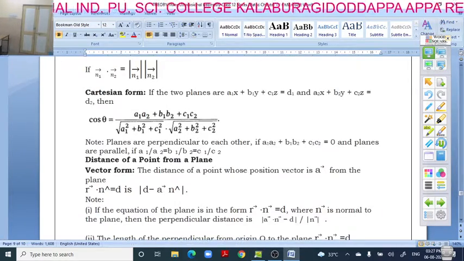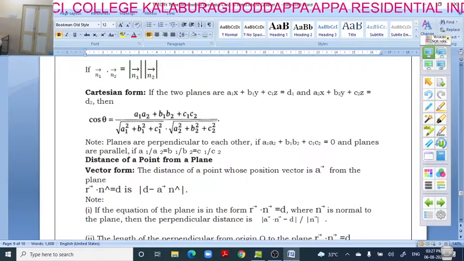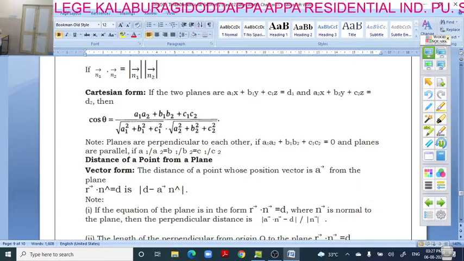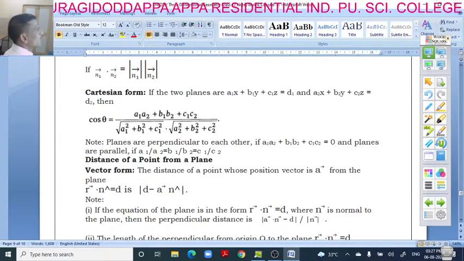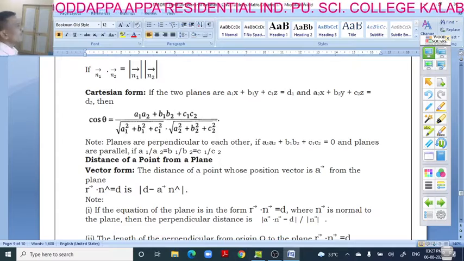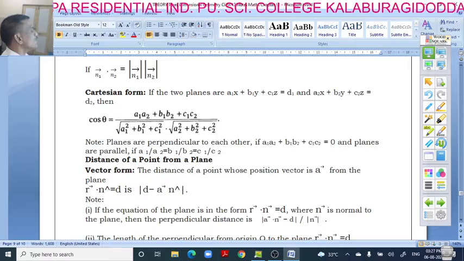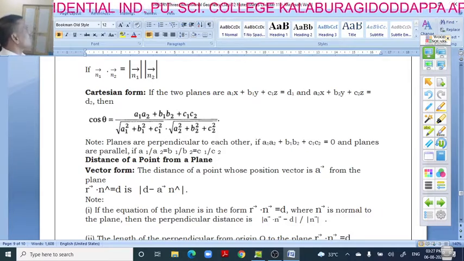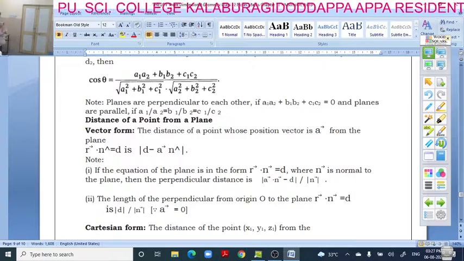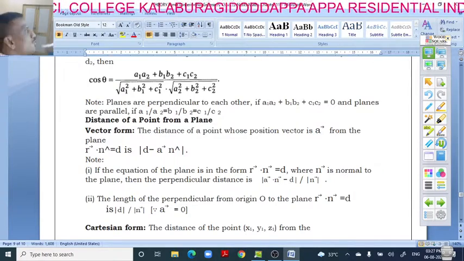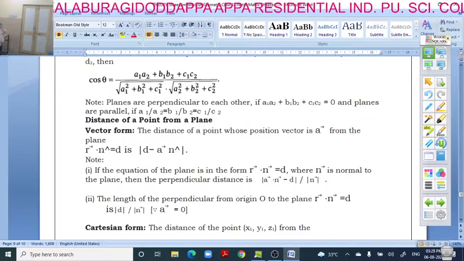In Cartesian form, if the two planes are a1x plus b1y plus c1z equals d1 and a2x plus b2y plus c2z equals d2, then cos theta is equal to a1 into a2 plus b1 into b2 plus c1 into c2, divided by square root of a1 square plus b1 square plus c1 square, into square root of a2 square plus b2 square plus c2 square. Next, planes are perpendicular to each other if a1 a2 plus b1 b2 plus c1 c2 is equal to 0. Planes are parallel if a1 by a2 is equal to b1 by b2 is equal to c1 by c2.